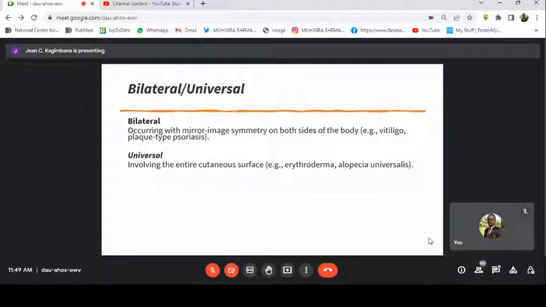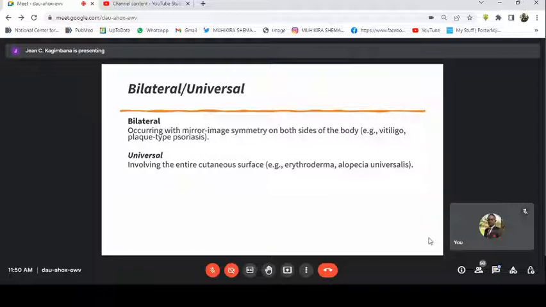And again, lesions may be bilateral. Okay? Lower limbs, upper limbs, bilateral, symmetric. Okay? It's like in the mirror, a image symmetry. This is common in some conditions like psoriasis, because we have them here, or vitiligo.